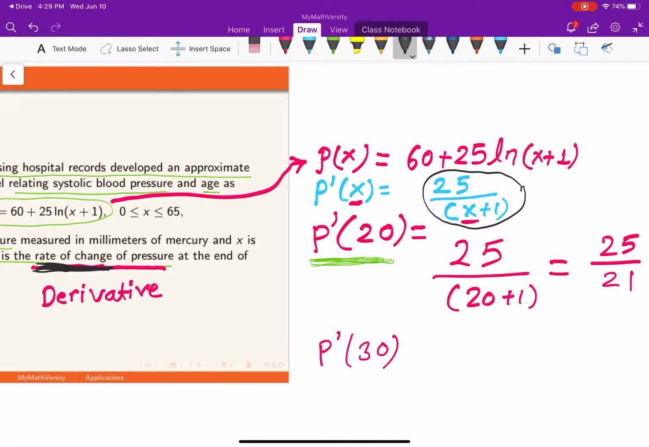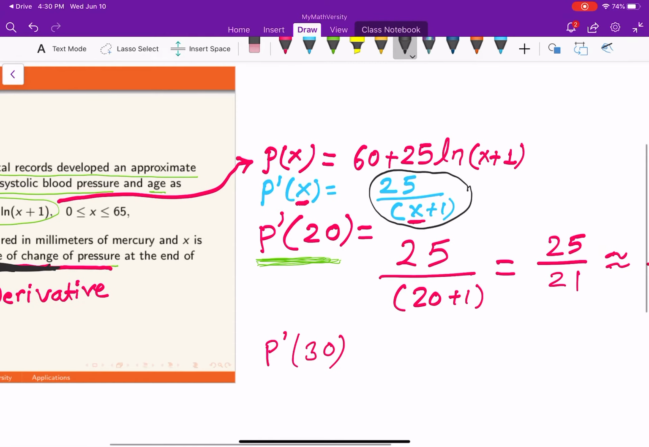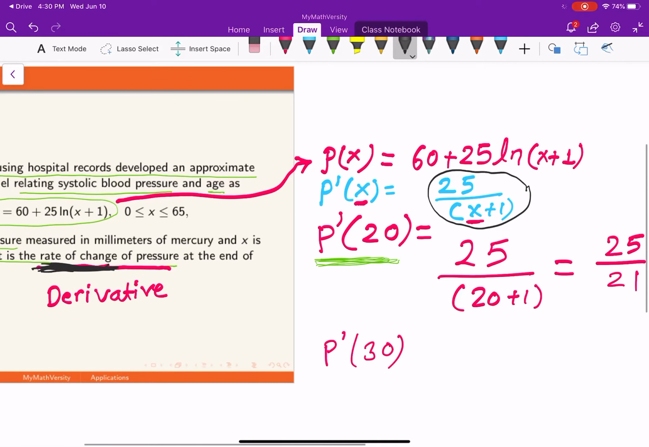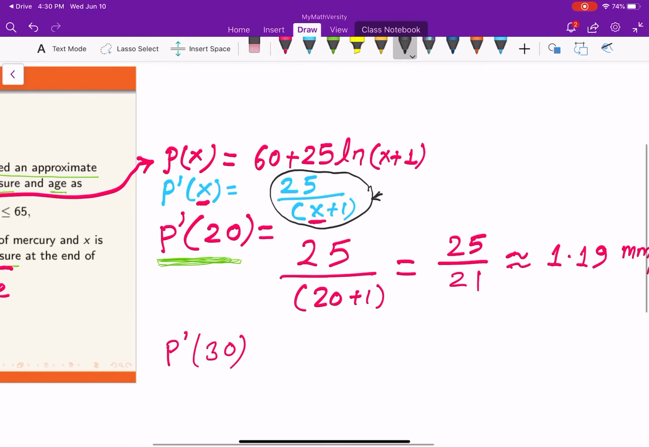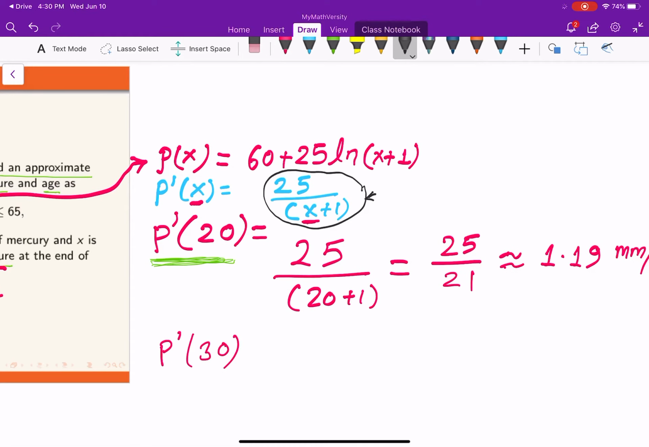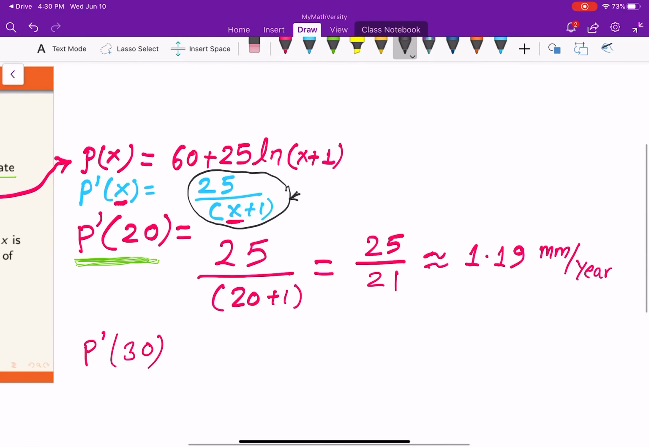If we didn't know that to find the rate of change we need to use the derivative, we cannot do anything at all, right? So this is the main thing you need to focus on. And once you figure that out, we need to find the derivative, which, like I said earlier, you can watch the video where we find the derivative of 60 plus 25 times ln of x plus 1. Once you know the derivative, then we can just evaluate that at 20. All right, so this is the required answer. I will just challenge you to try to figure out what is P prime of 30.